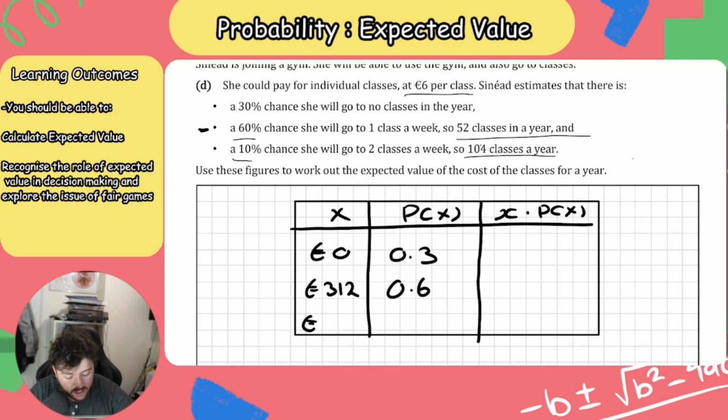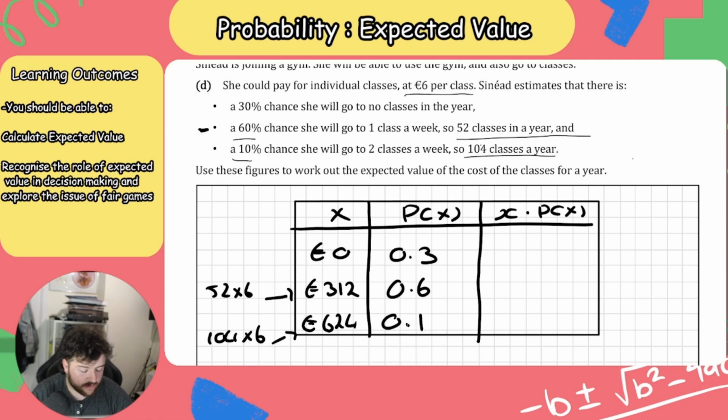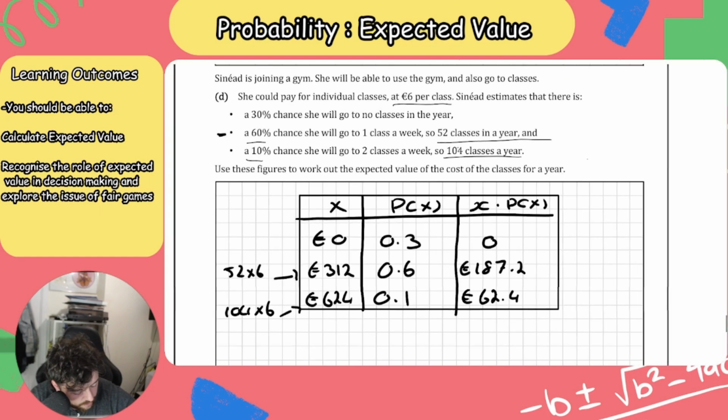And then finally, she has a 10% chance of going to 104 classes in the year. So 104 times 6 is 624. So that is 52 times 6. This is 104 times 6. And there's a 10% chance of going. So what's the expected value? 0 times 0.3 is 0. 312 times 0.6 is 187.2. And then 624 times 0.1, which is 62.4.